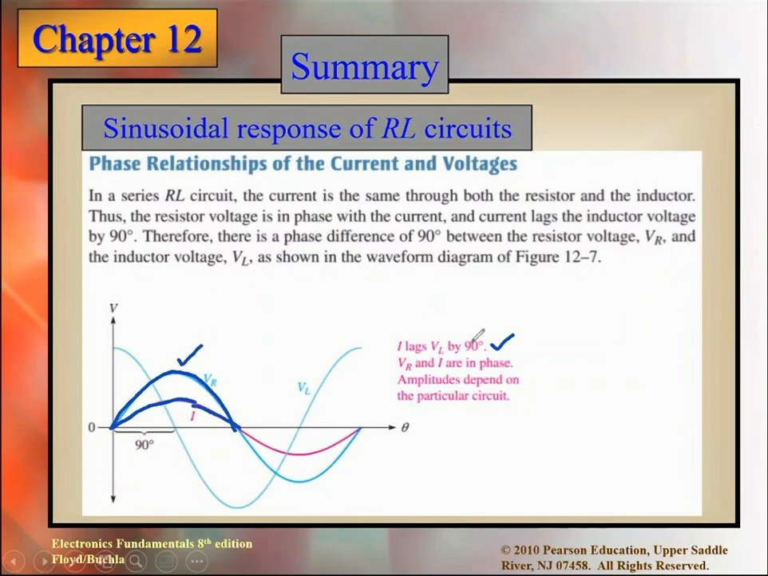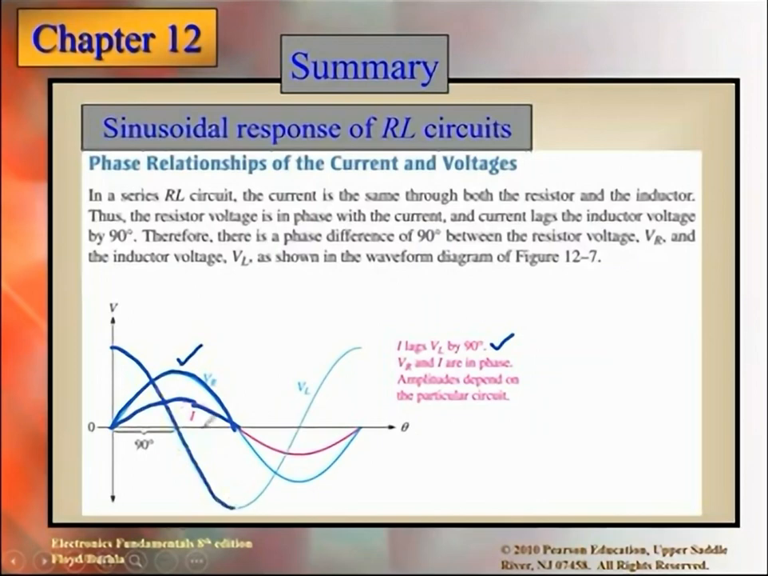Now, in terms of VL, I told you VL is leading by 90 degrees. So it will start and touch the positive y-axis. It starts here like that. I hope it is clear to all of you, the phase relationship between VR, V and VL. Is this phasor diagram clear accordingly?